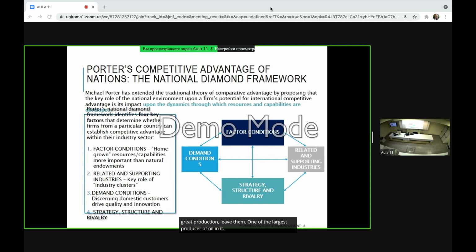The second factor is related and supporting industries. We call these cluster industries. Take into consideration, for example, Silicon Valley, where we have many giants that started up.